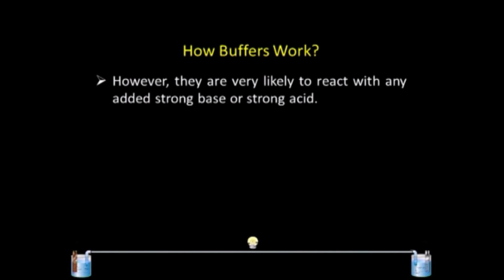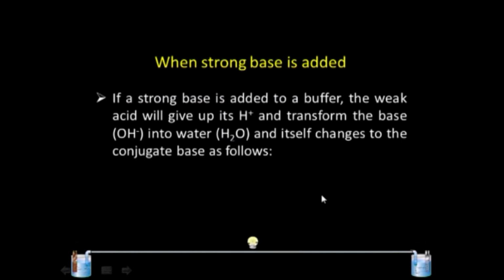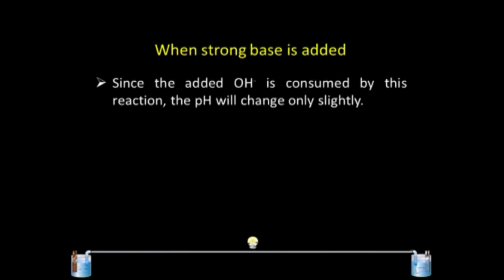Buffers are very likely to react with any added strong base or strong acid. Let us consider here we have a weak acid and its conjugate base, and we are adding them in a mixture. If a strong base is added to a buffer, the weak acid will give up its proton and transform the base into water, and itself changes to the conjugate base as follows. The reaction goes HA reacts with OH minus, giving A minus and H2O. Since the added OH minus is consumed by this reaction, the pH will change only slightly.